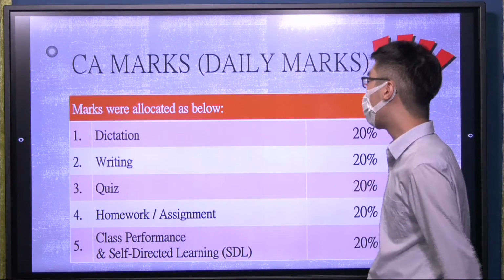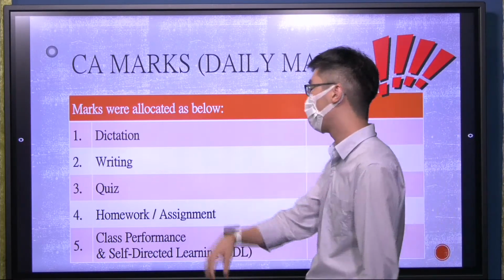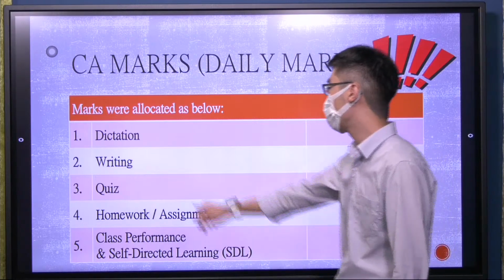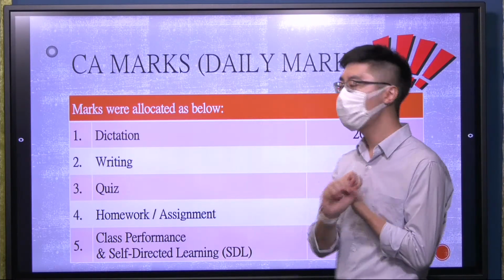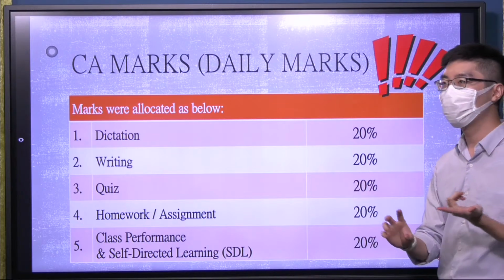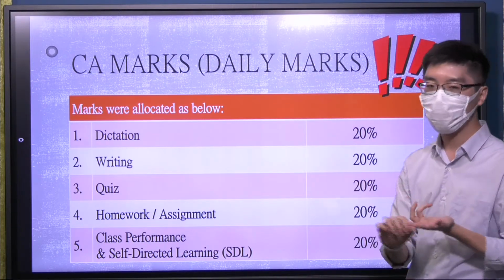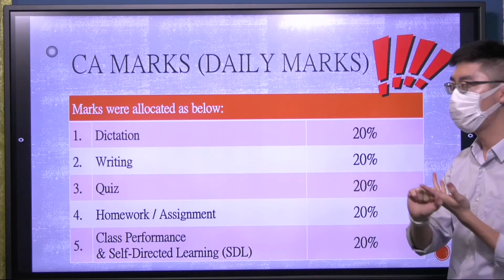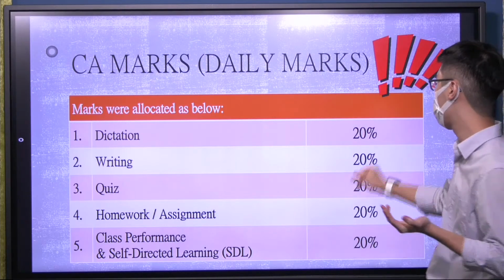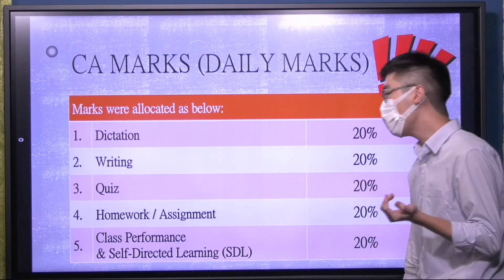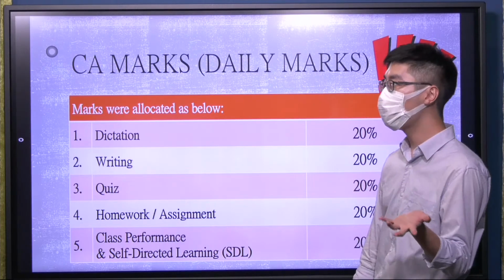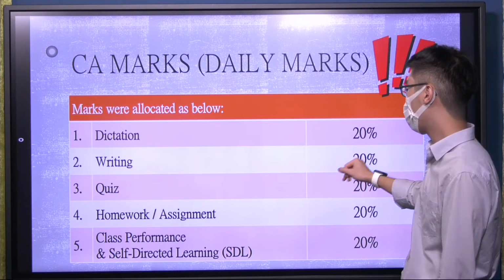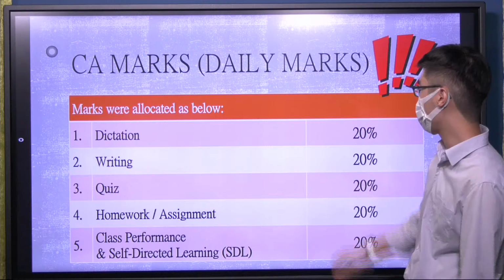The mark allocation will be distributed to five different parts. The first one is dictation. We will have some dictation for the vocabulary, and maybe for the passage in the textbook, or for B class, maybe some unseen dictation. It contains 20%. And then we will also have around eight pieces of writing, which also contains 20%.